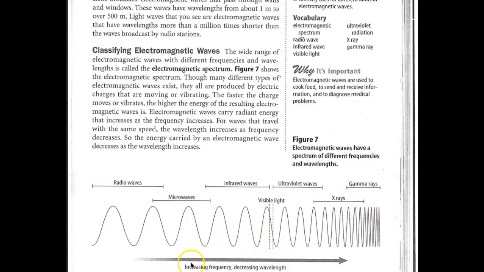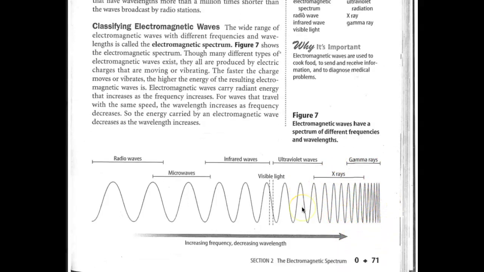You can see this as increasing frequency. That's what you see down here, very high frequency waves. And then the decreasing wavelength is what they're saying, meaning the wavelength is getting smaller between those. These are much higher energy on this side of the spectrum.